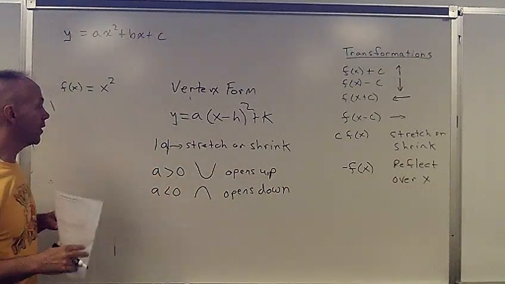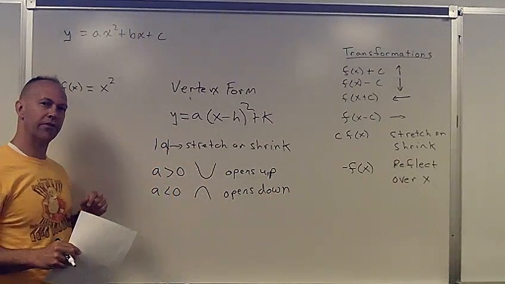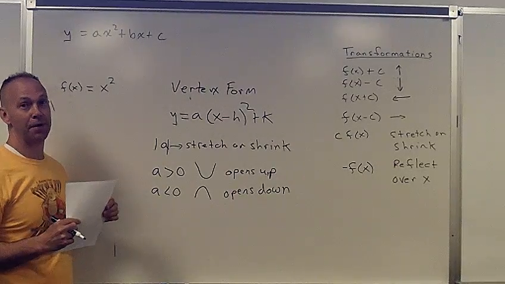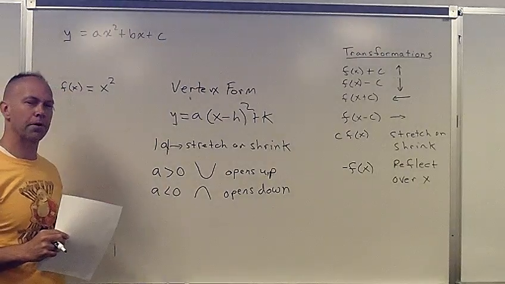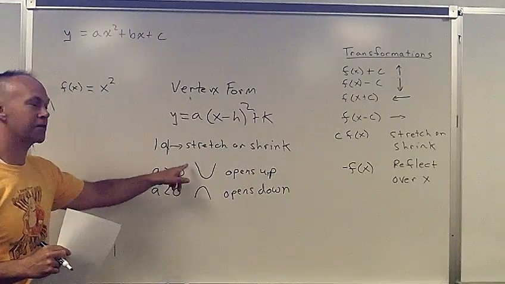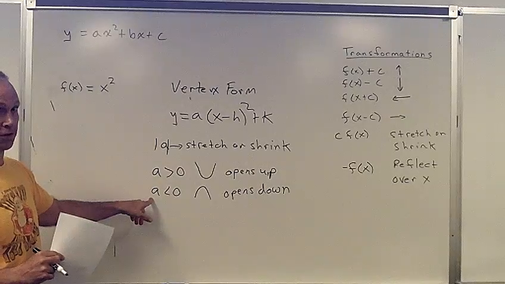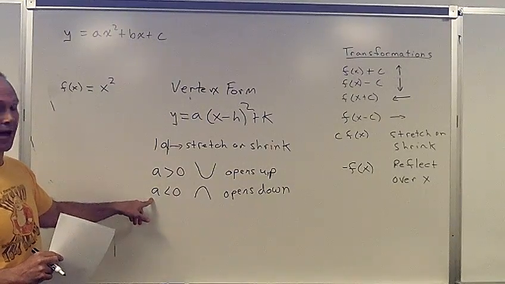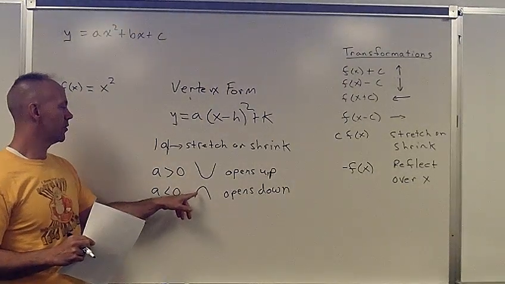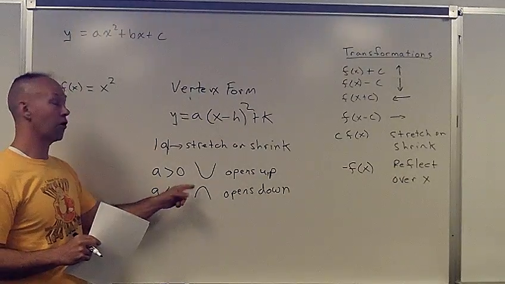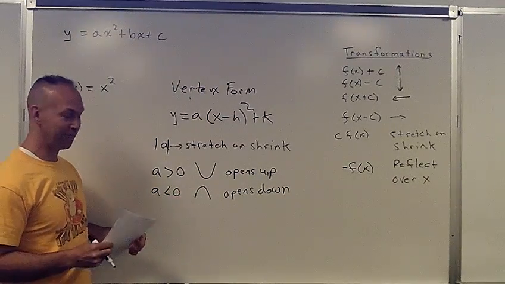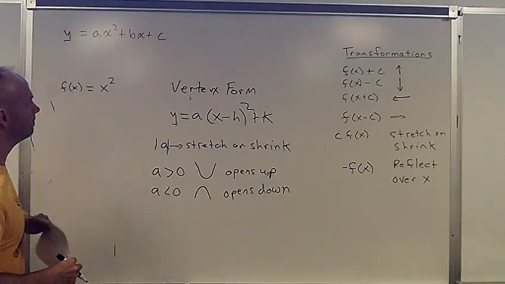Now, we have a very fun way to remember that. If A is positive, if you're positive, you're a very happy person. And if you're a happy person, what do you do a lot? You smile, don't you? And then if you're a negative person, if you're a Debbie Downer, what do you do? You frown. It opens down. Isn't that fun? Thought you'd like that.